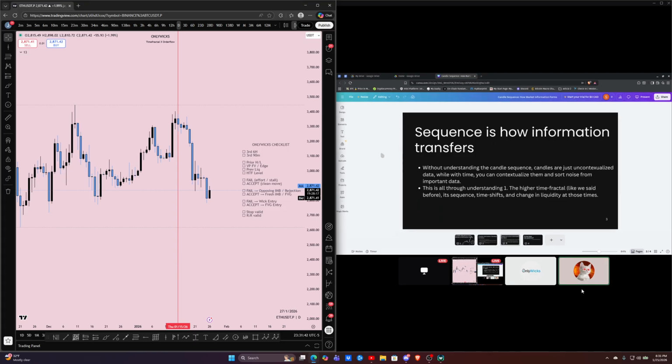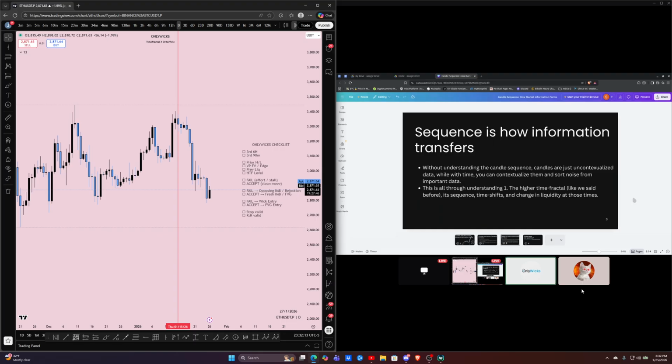So this comes down to two main things. Firstly, understand your higher fractal, understand its sequence, understand different time shifts. Examples are yearly time shift. And understand the change in liquidity that happens at those times. So the behavior is the key at those points, right? The behavior of what is happening at those key time shifts, at those key levels, is the key point of what we look for as an edge, right?